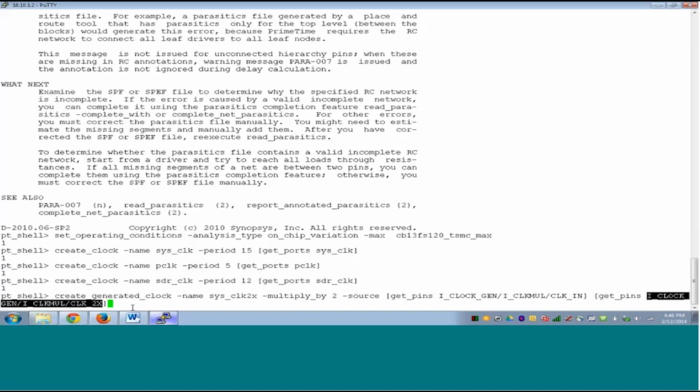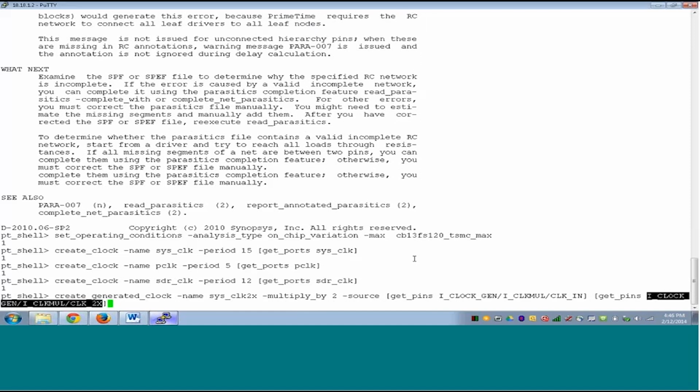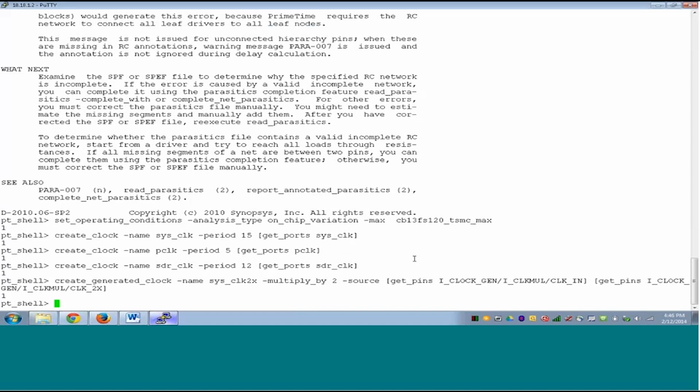I'll show you in the netlist. So what I'll do is create a multiply by 2 clock at this output, and the source I am giving as this. I can even give the source as this, because this is the clock that reaches there. So the source can be any pin before the generated clock creation point, any pin before this in the clock network. So I am creating this clock now. Now I have created all the clocks.